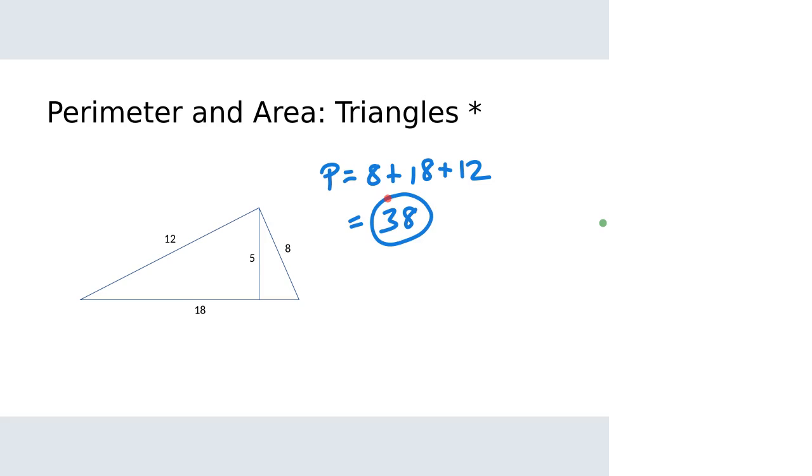Well, walking around the figure. Let me say it that way. Now when we want the area of this, we just got to be careful. One half times the base times the height. That's going to be the formula for the area of a triangle.